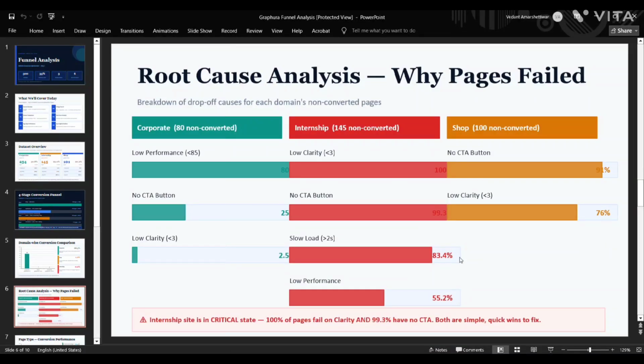And what are the root causes? So let us now examine why pages fail to convert, broken down by domain. In corporate, 80% of pages failed because of performance below 85. The fix here is technical optimization.